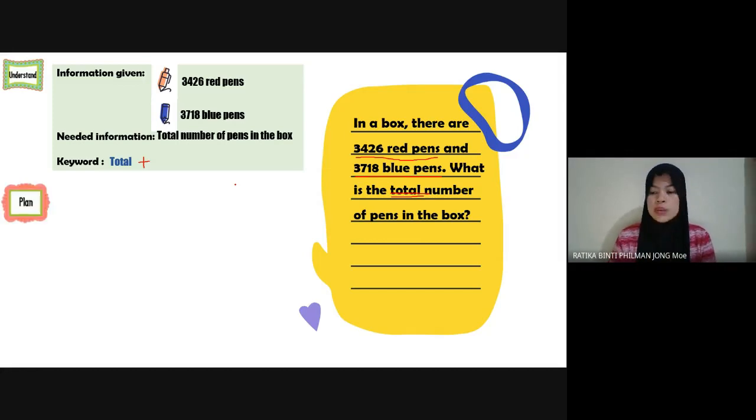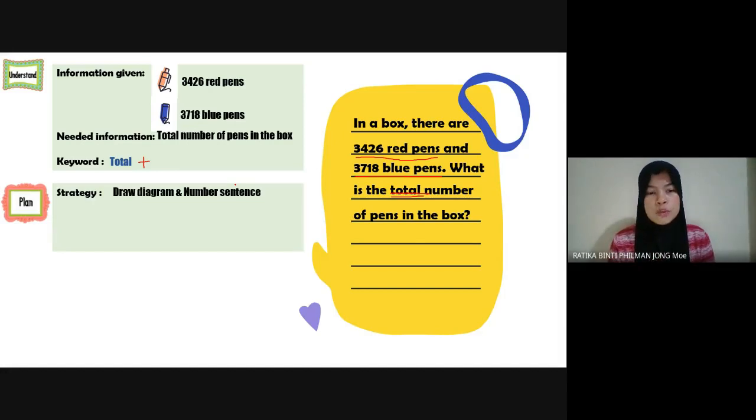Okay, the second step is we are going to plan. What are we going to do? In planning, we are going to choose what is the correct strategy to solve this problem. So in this problem, I'm going to use draw diagram and number sentence. I'm not going to draw 3,426 red pens and also 3,718 blue pens. That is a waste of time. Okay, itu akan membuang masa saya.